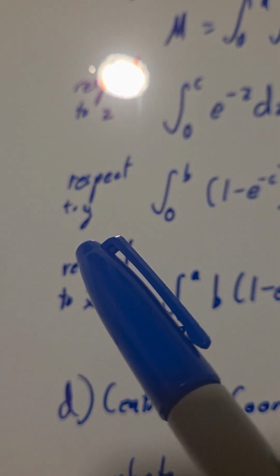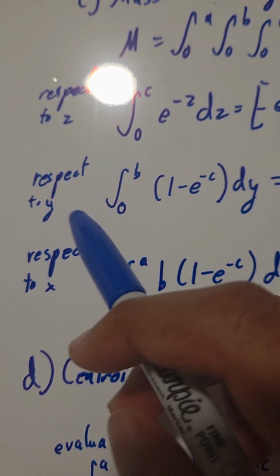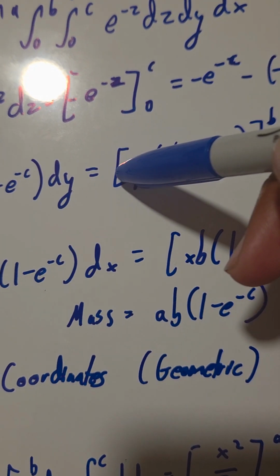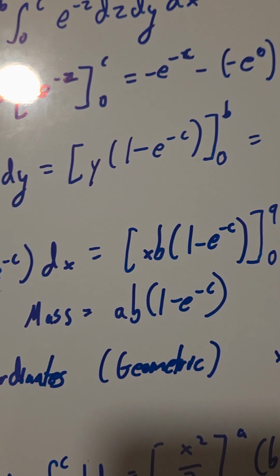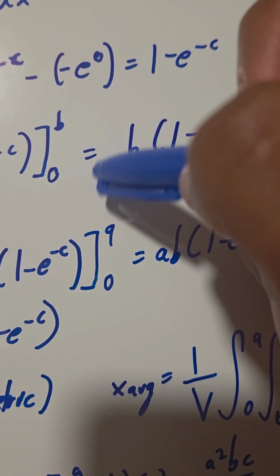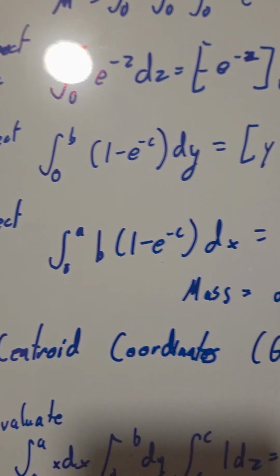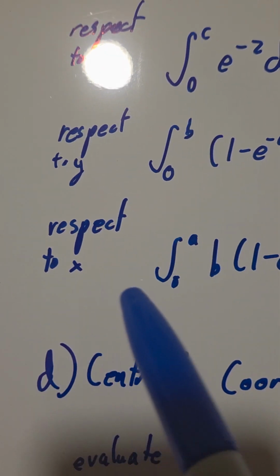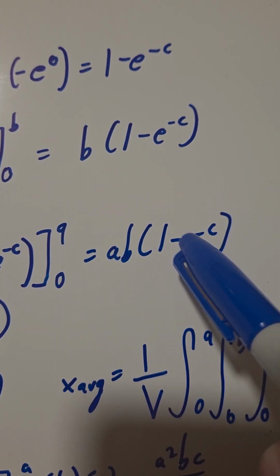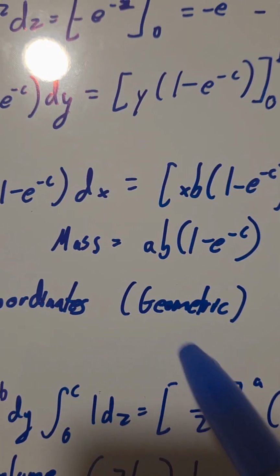And we still follow the same pattern here, where we bring this down and integrate it from 0 to b. That gives us, with respect to y, b times 1 minus e to the negative c. And then that allows us to multiply the whole function by a, same repetition here, same pattern, and then we get ab times 1 minus e to the negative c, and that gives us our entire mass.